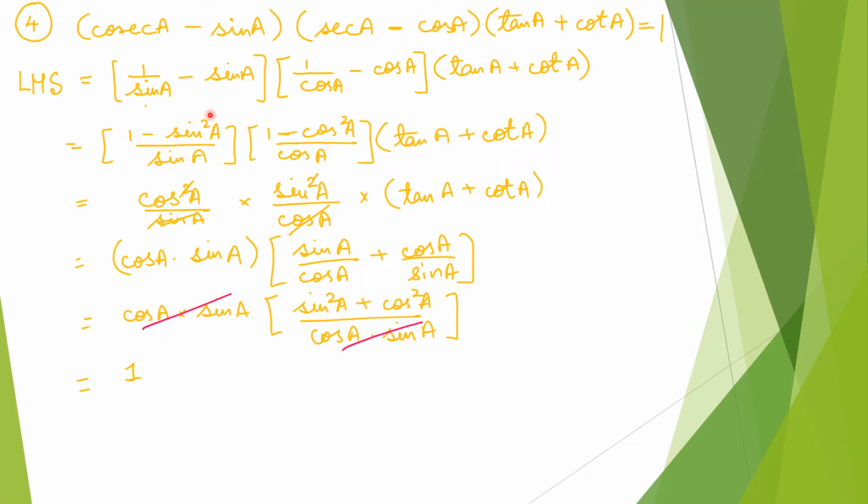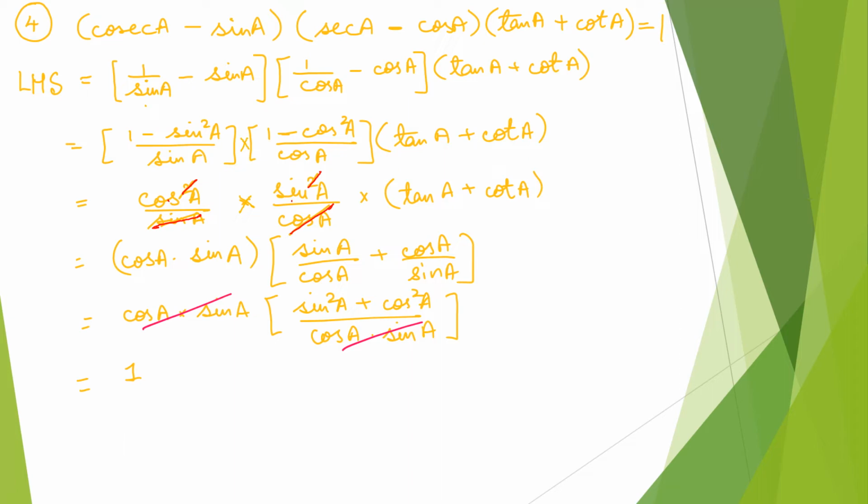But 1 minus sine square a is equal to cos square a, and 1 minus cos square a is sine square a. So when I do the multiplication over here, you can see that this cos a is getting cancelled with this cos, and this sine a gets cancelled with this sine. I'm getting cos a into sine a.